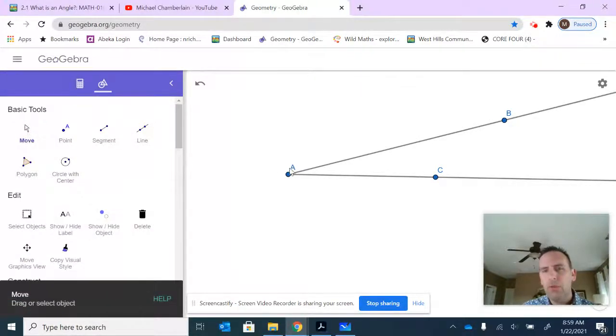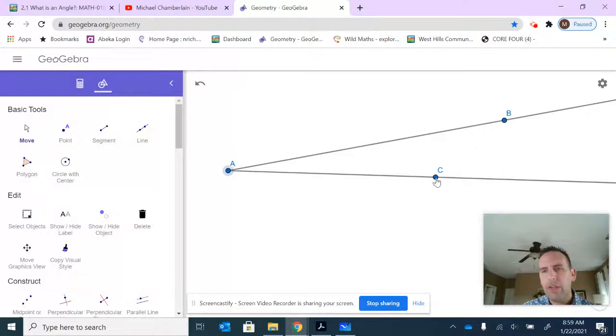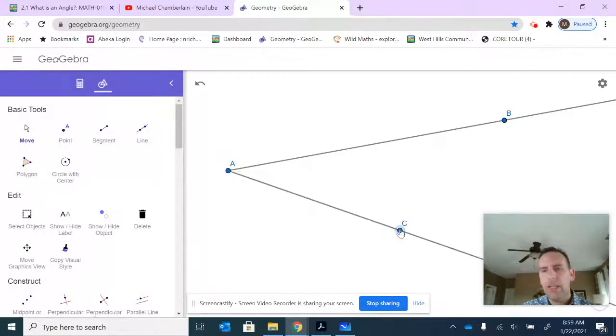Now, when I go back to the move tool, remember, these are dynamic. So the way that I've constructed it, this angle will stay there. In a future lesson, we'll learn how to measure those and copy those.